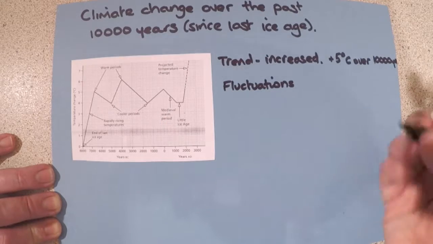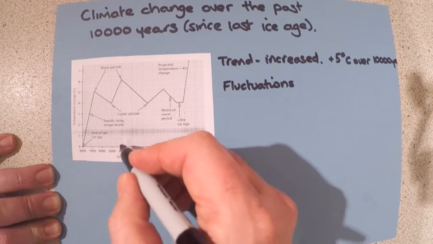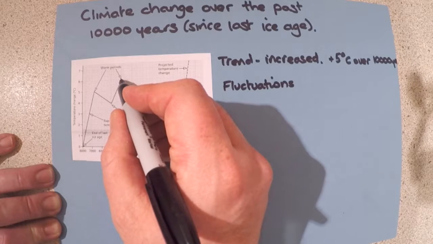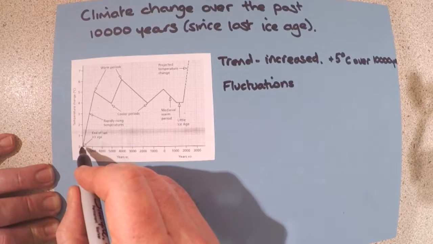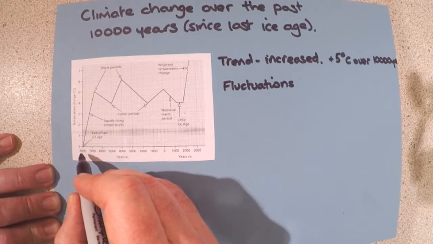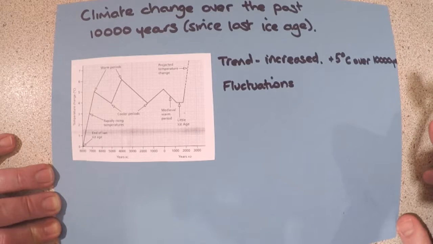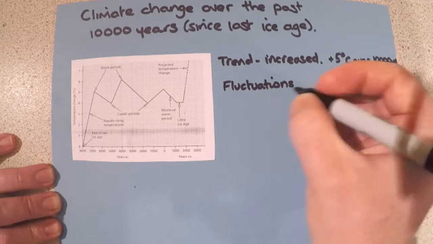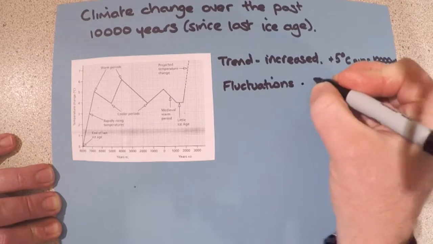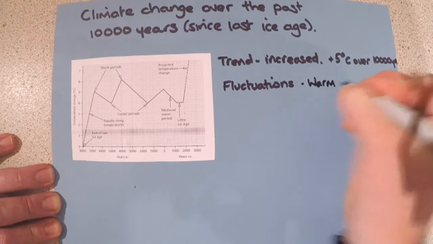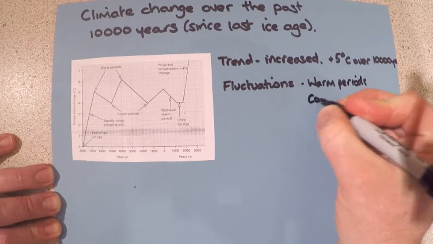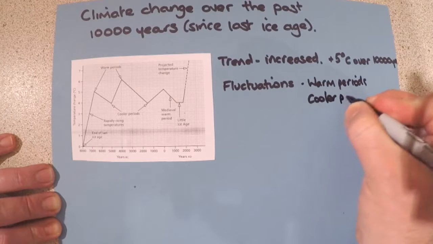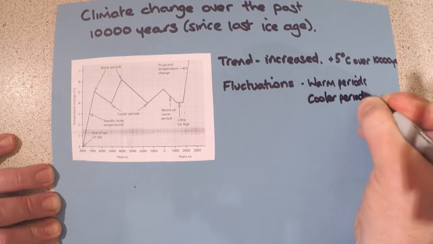Okay, but certainly referring to fluctuations, an interesting point here as well is that the highest actual increase was 6 degrees above the figure for 8,000 BC, which is kind of like the index figure, the start point figure. Okay, so we've got fluctuations with warm periods and cooler periods.